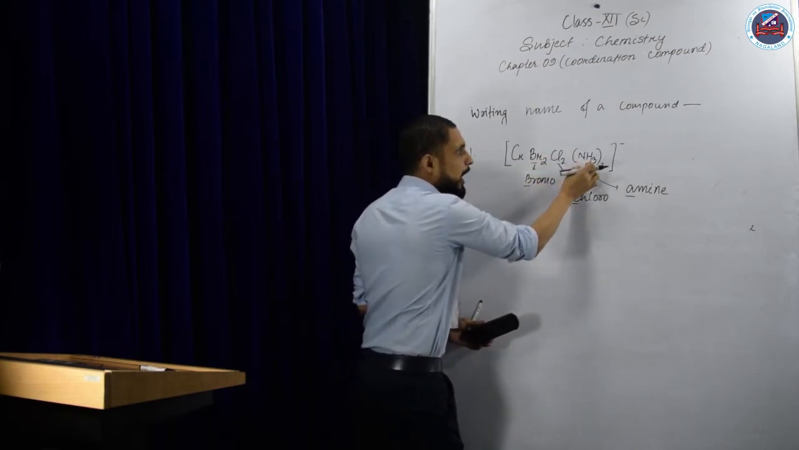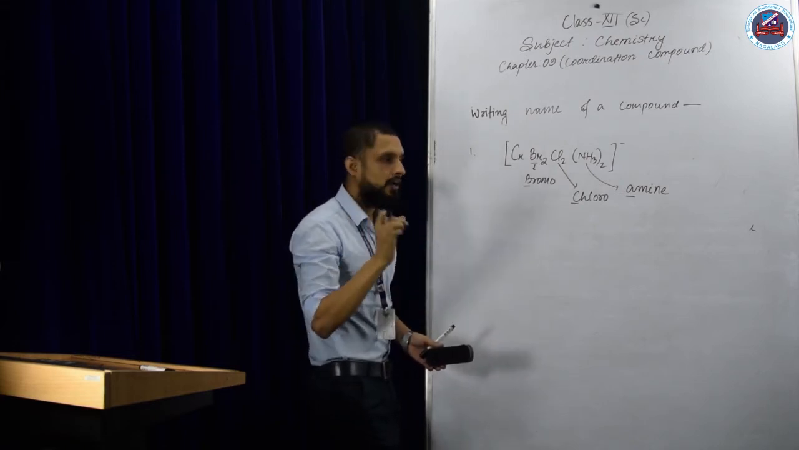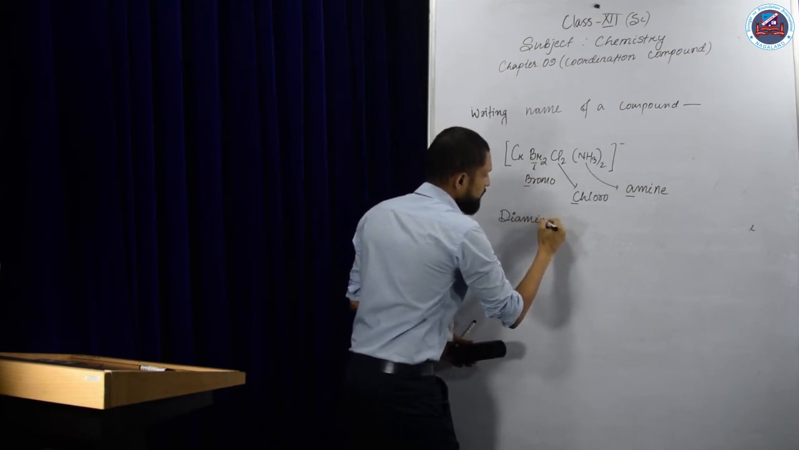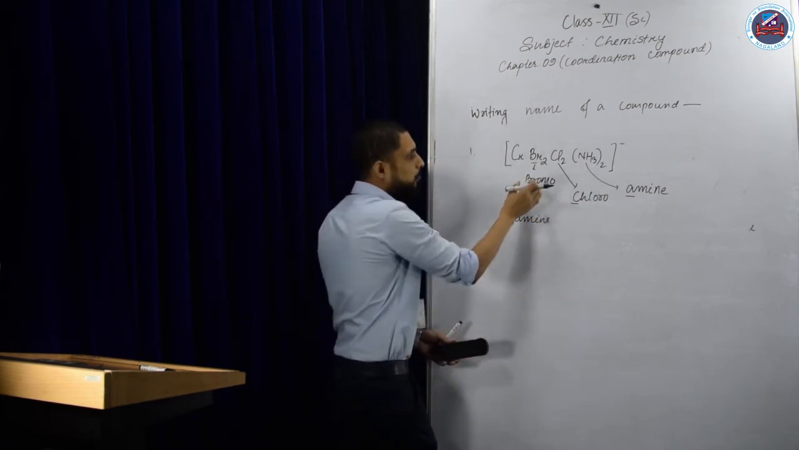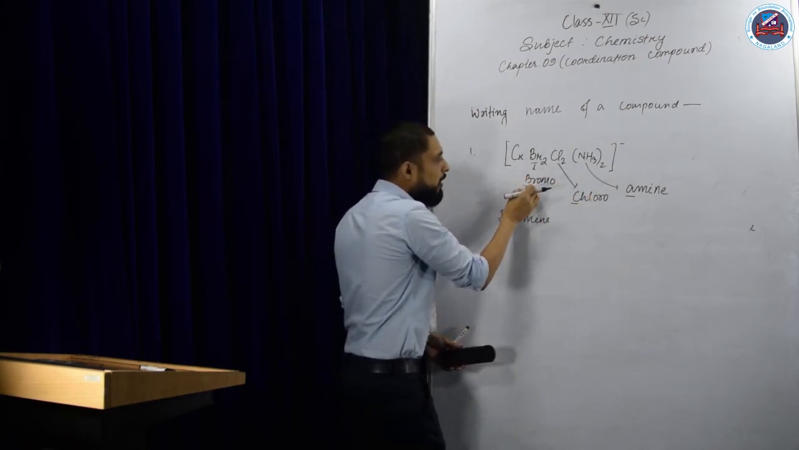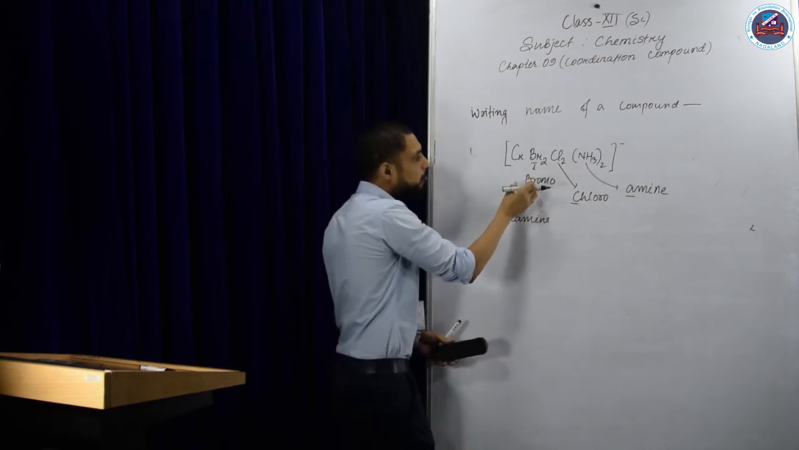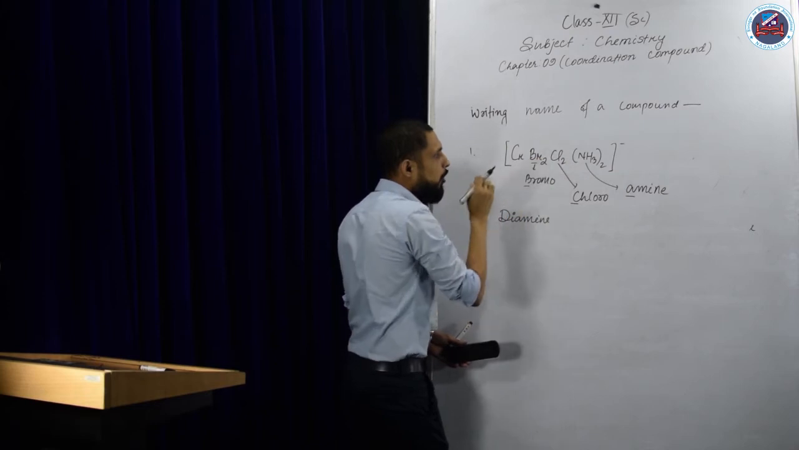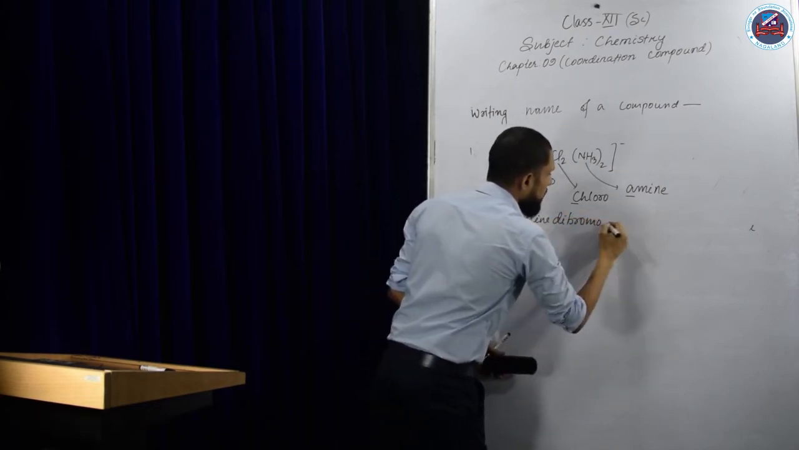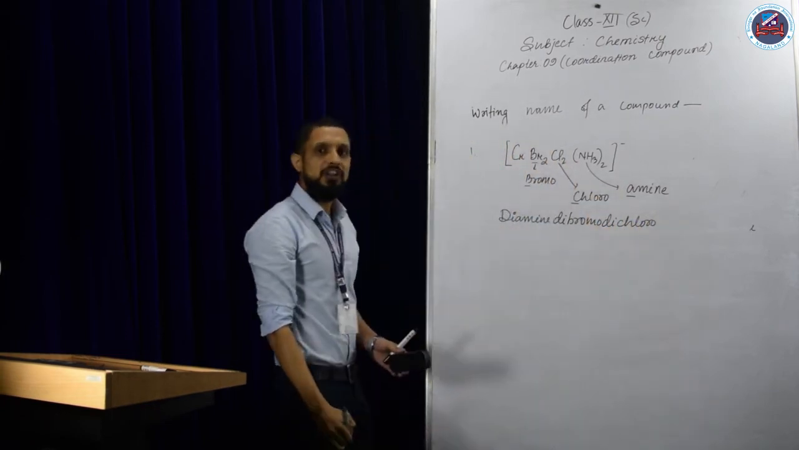How many ammine do you have here? 2, so we'll use the prefix di: diammine. Next, you have bromo and chloro. Alphabetically, B will come before C, so next will be bromo. You have 2 bromo, so it will be dibromo, followed by dichloro. So we are done with the ligands.